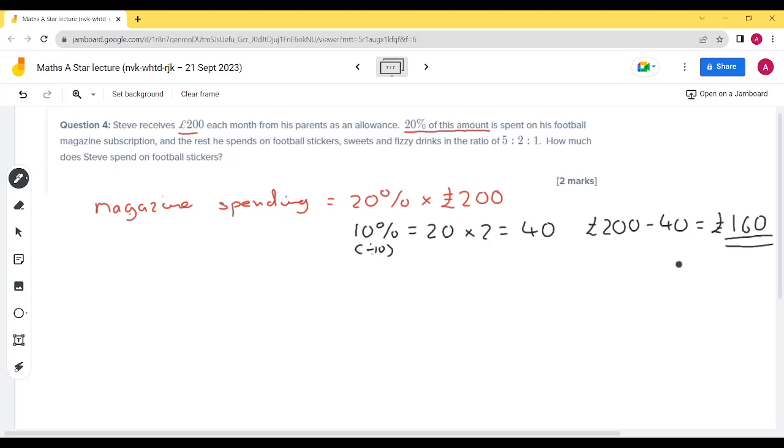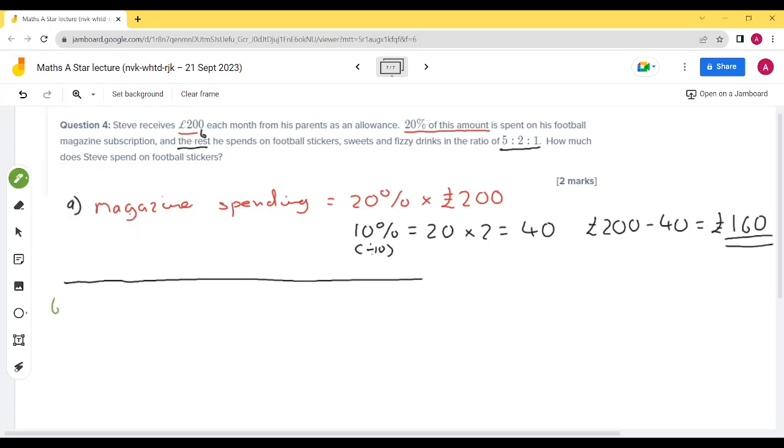All right, and now we've done that. Now we're actually on the ratio part. So we're going to put an A here. Now we've dealt with that. We've got B. We've got the rest. He spends on football stickers, sweets, and fizzy drinks in a ratio of 5-2-1.